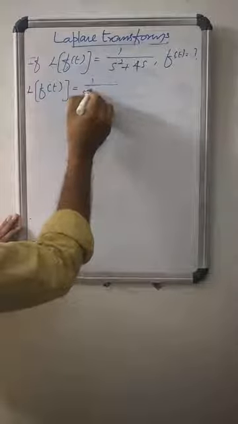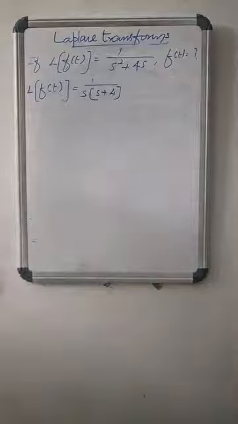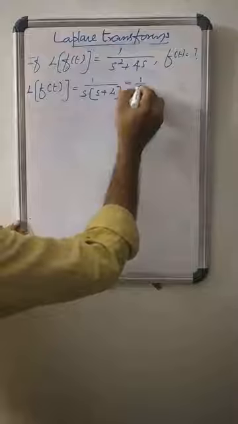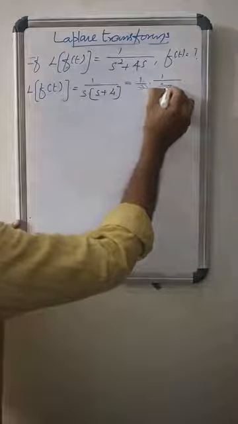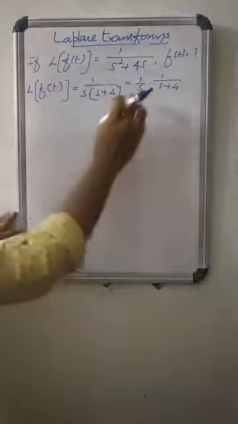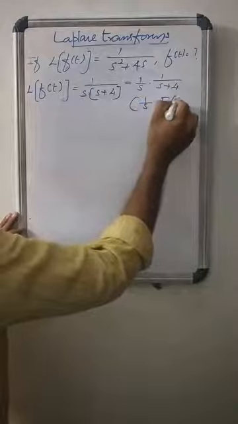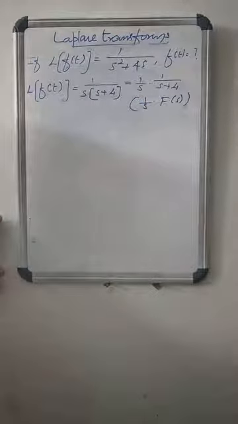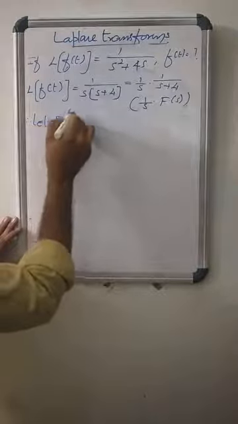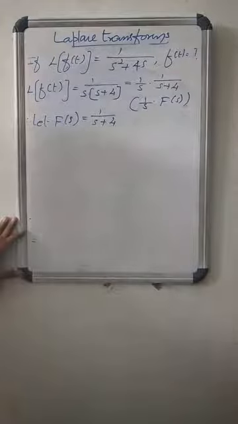1 by s square plus 4s, which can be rewritten as s into s plus 4. So it equals 1 by s into 1 by s plus 4. Clear? It is of the form 1 by s into F(s). Agree? Therefore, let F(s) equal 1 by s plus 4. Clear?